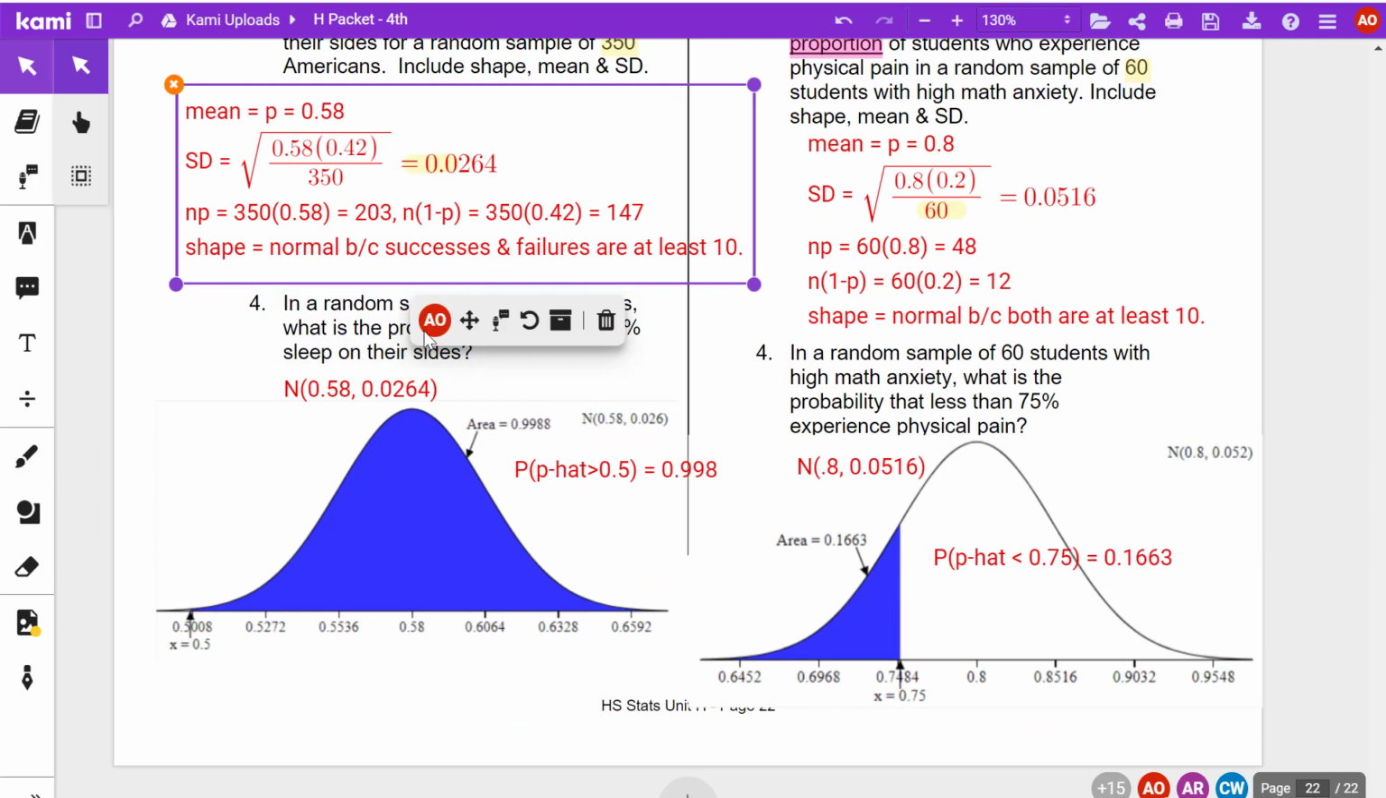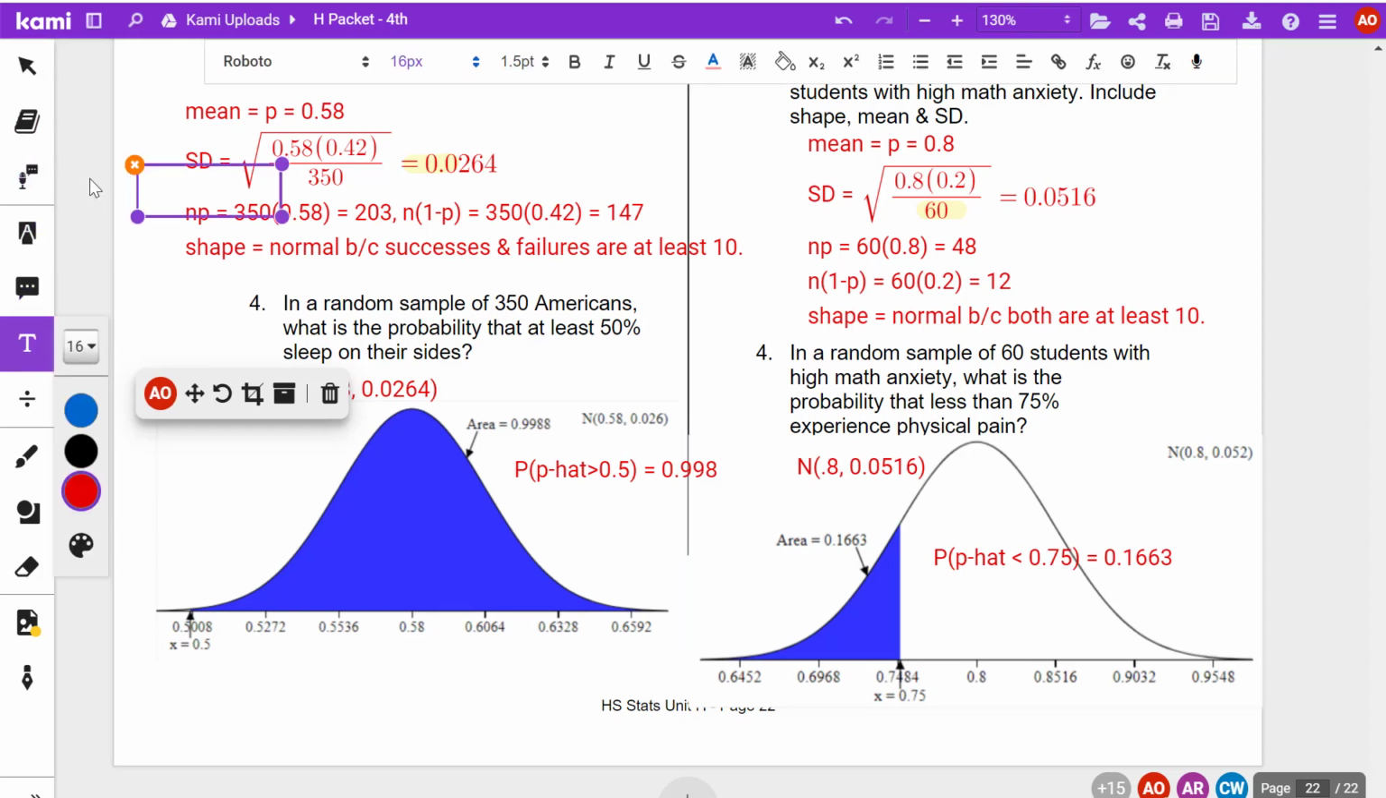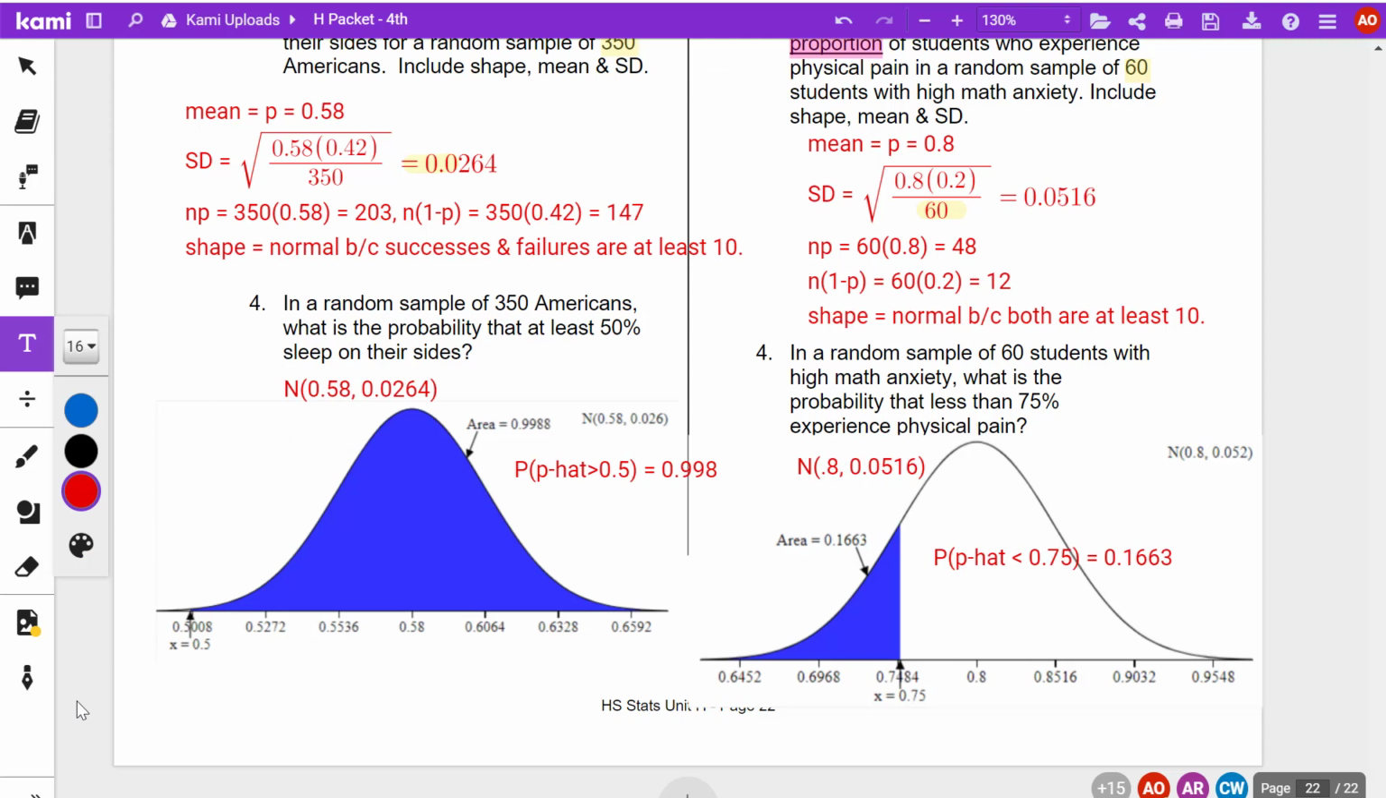Once you get your mean and your standard deviation, you're golden. You go to the normal distribution Statplet, and here we go. Let's see if I can get out of there. I hate it when that thing pops up. All right, and you can just plug and chug.